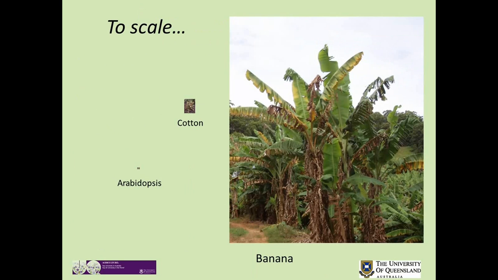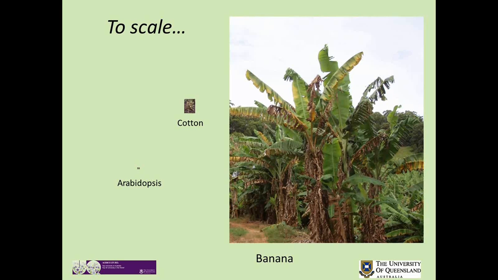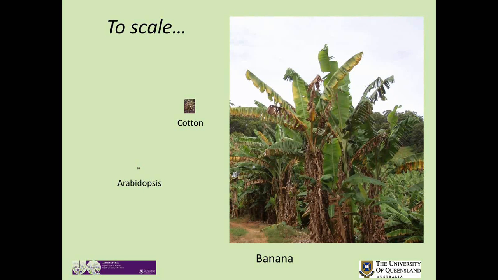But I couldn't get the picture small enough to put this to scale. So this is the Arabidopsis plant. It's cotton. We're dealing with this, and it's pretty big. It's got a fairly slow life cycle. It's a sterile crop. It's not exactly the easiest thing to work with.